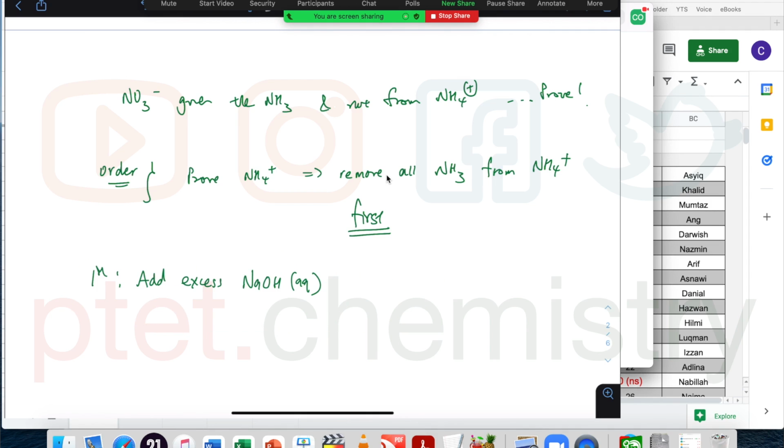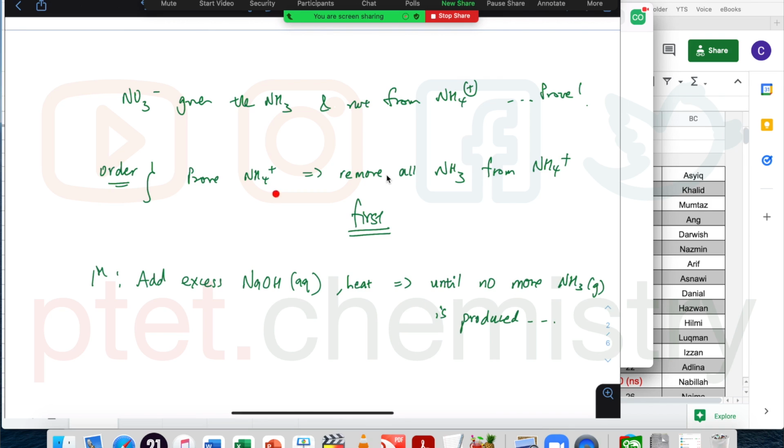You add excess NaOH, you heat it until no more ammonia is produced, okay? Until no more ammonia gas is produced. How can you tell? Can anyone just tell me? How can you tell when there is no more ammonia produced from this reaction as a result of ammonium reacting with NaOH? How can you prove that NH3 is no longer produced?